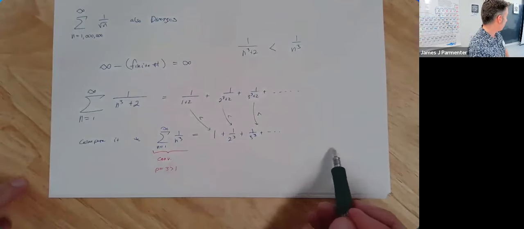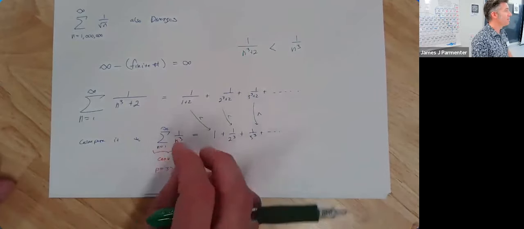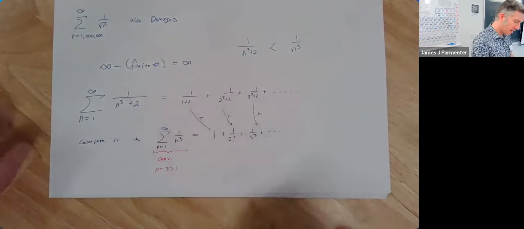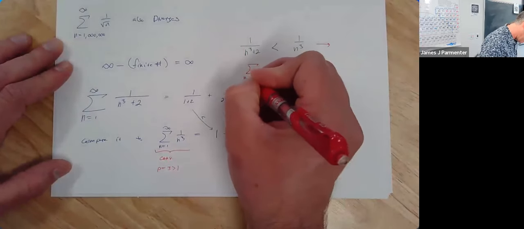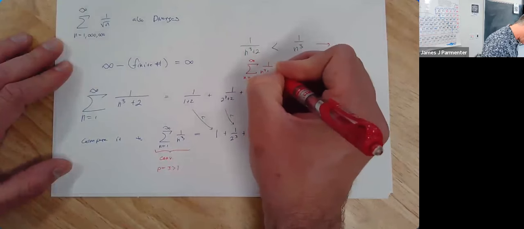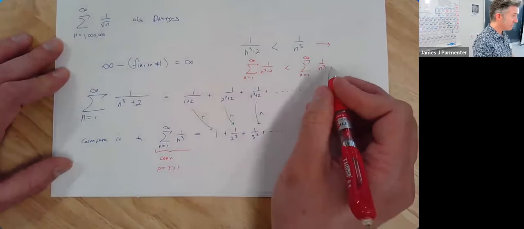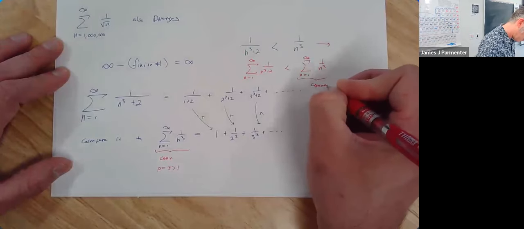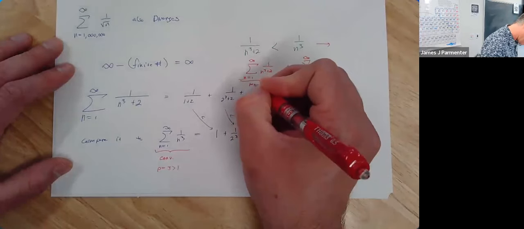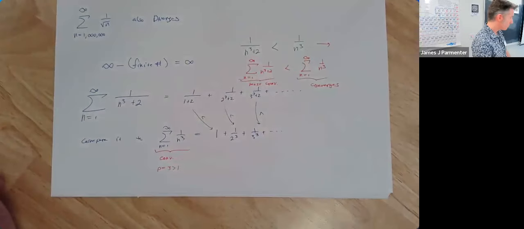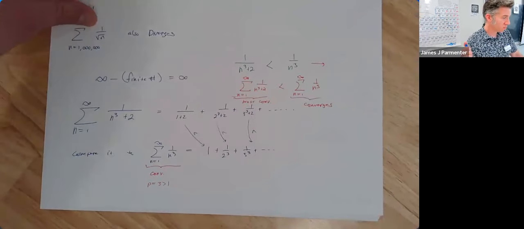But if all of these terms add up to some finite number, then all of these slightly lesser terms that are still positive also add up to a finite number. So what we can say is, because 1 over n cubed plus 2 is less than 1 over n cubed, the sum from n equals 1 to infinity of 1 over n cubed plus 2 is less than the sum from n equals 1 to infinity of 1 over n cubed. And since this converges, that means this has to converge. Which is the idea behind what's called the direct comparison test, which I'll write down right now.